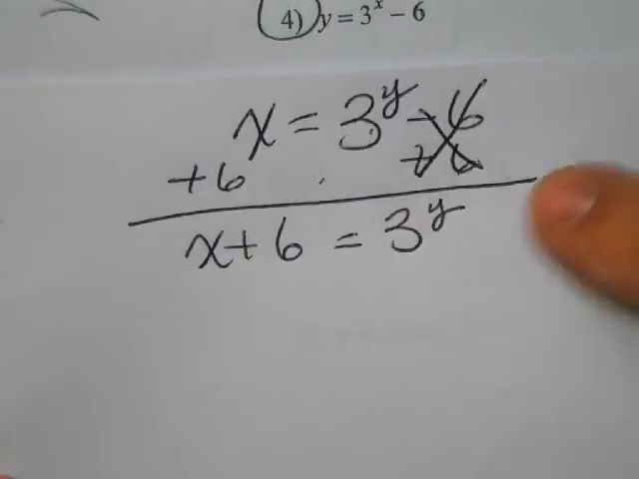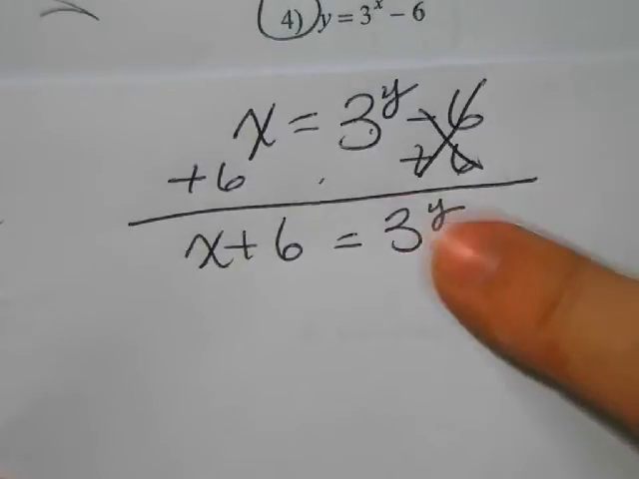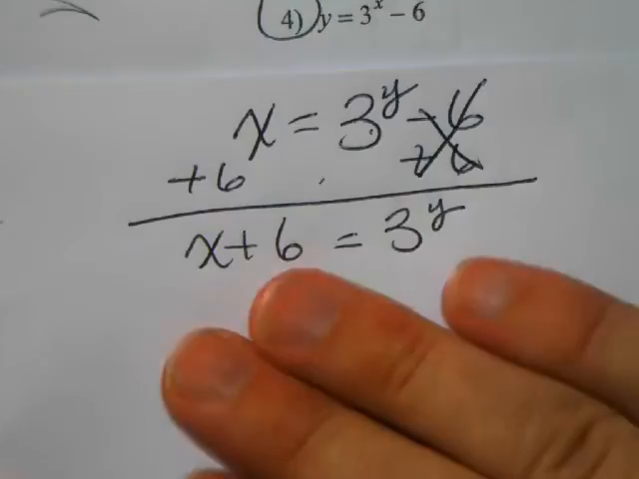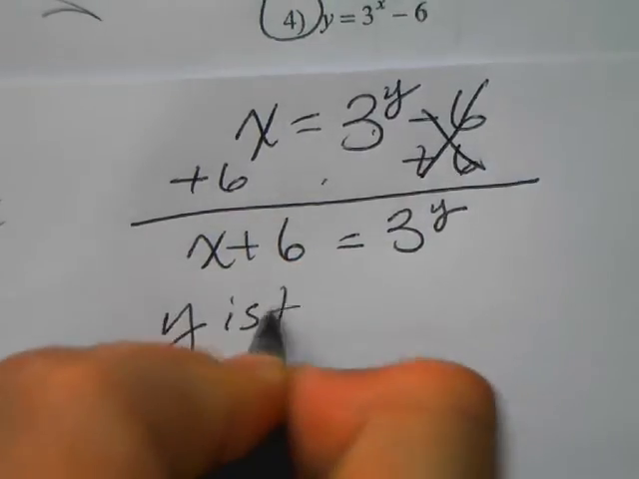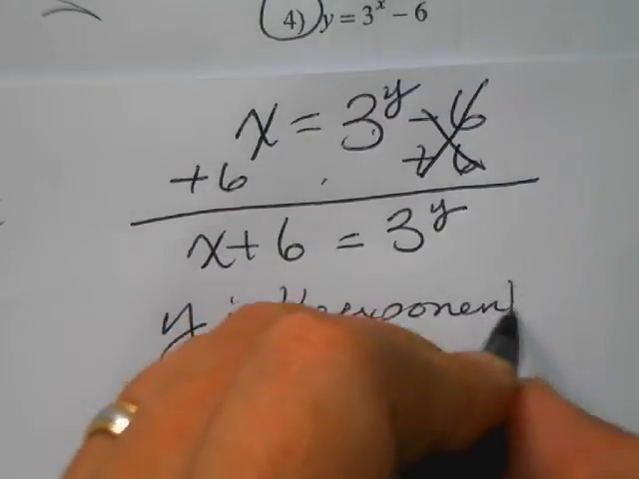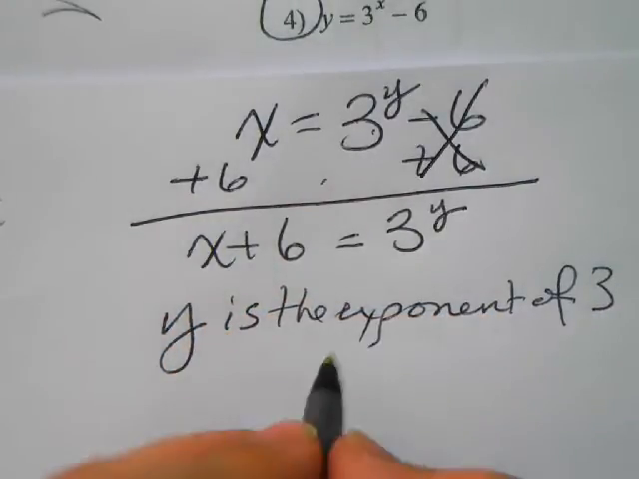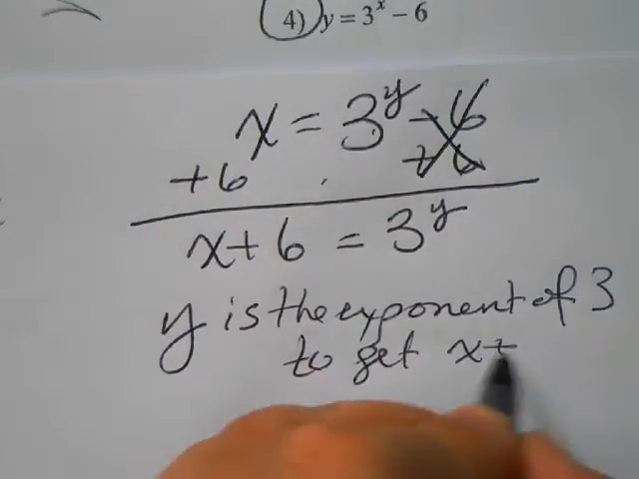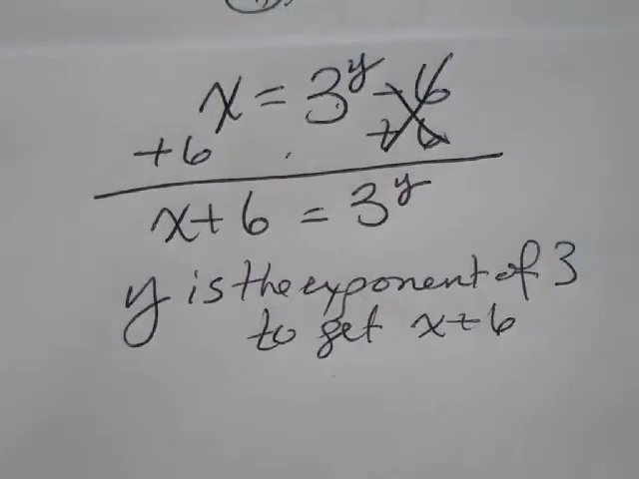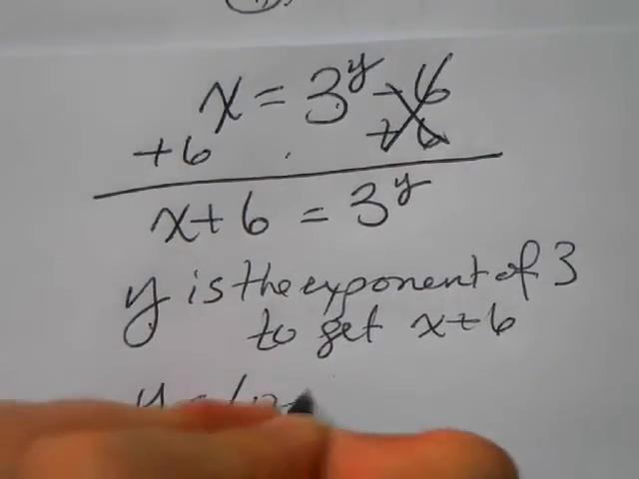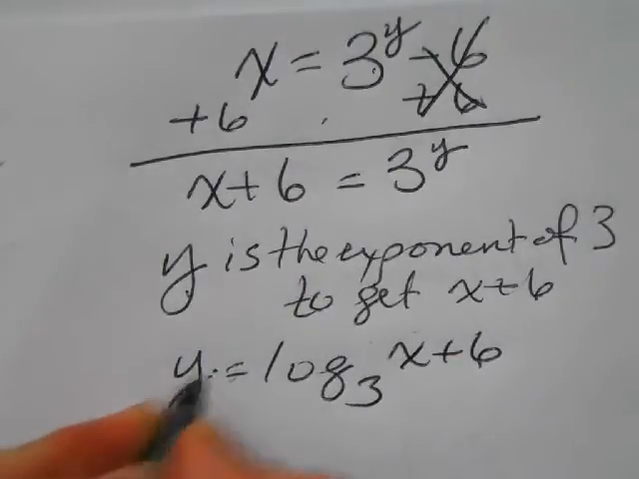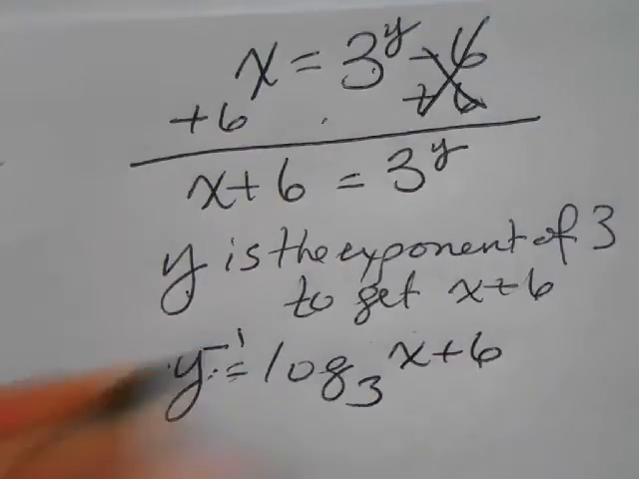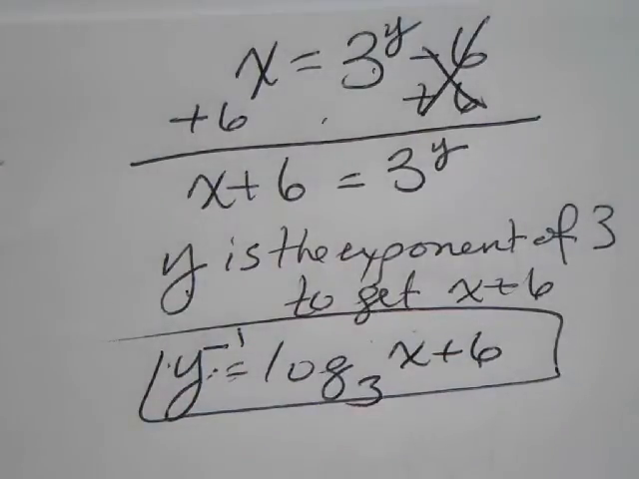Now that I have a base and my variable that I'm solving for on the same side and everything else has been moved over to the other side, I'm ready to translate. So y is the exponent of 3 to get x plus 6. So this is telling me when I write my log function that y equals log base 3 of x plus 6. And this is not the same y, this is the inverse function now. So I need to note that it is the inverse function.